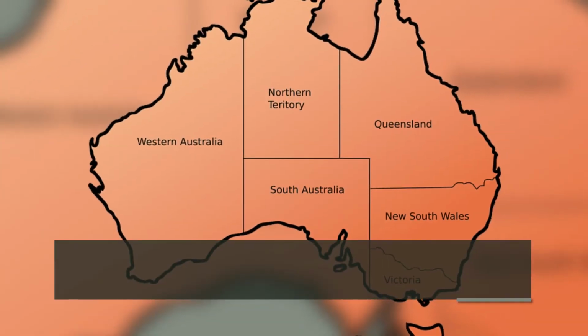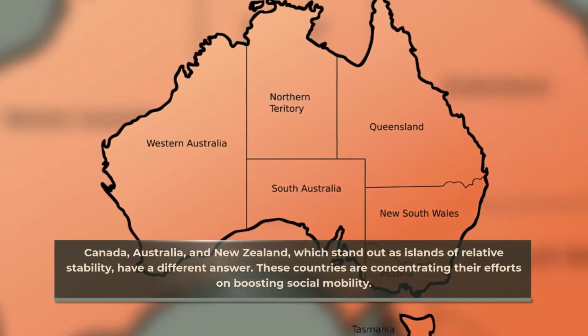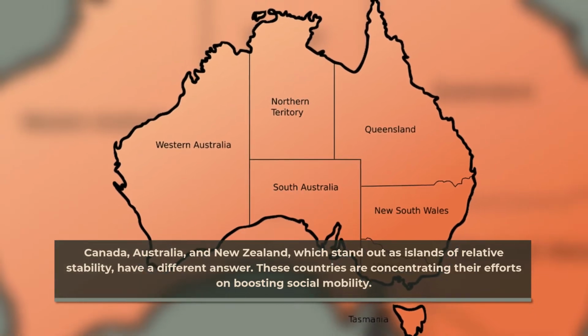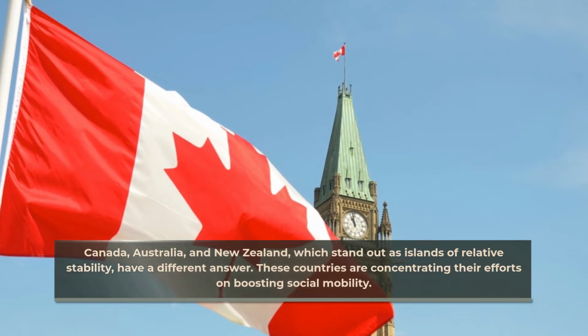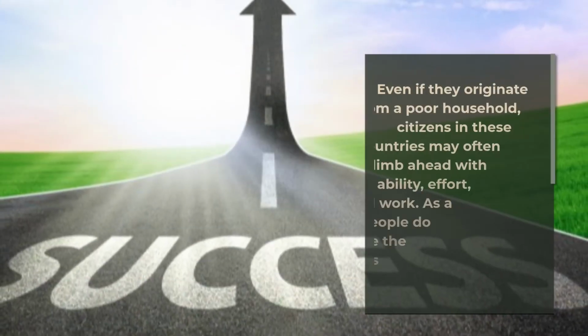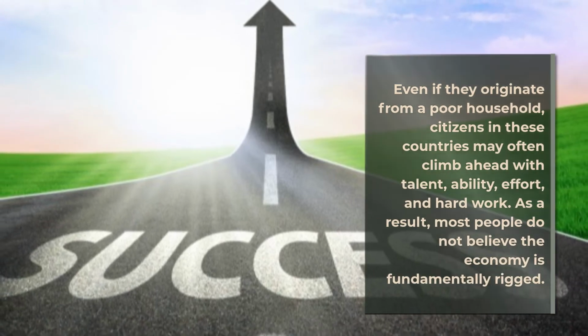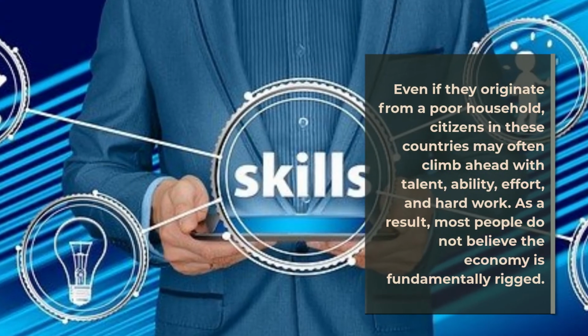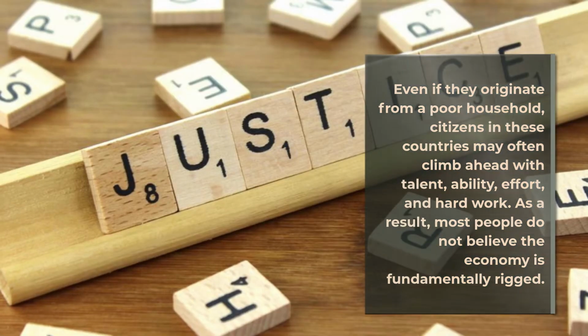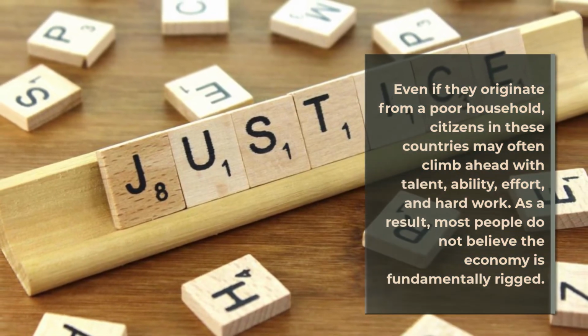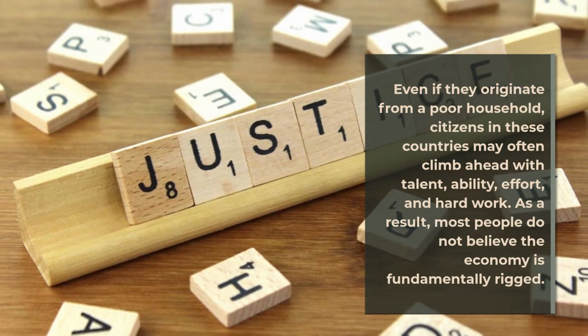Canada, Australia, and New Zealand, which stand out as islands of relative stability, have a different answer. These countries are concentrating their efforts on boosting social mobility. Even if they originate from a poor household, citizens in these countries may often climb ahead with talent, ability, effort, and hard work. As a result, most people do not believe the economy is fundamentally rigged.